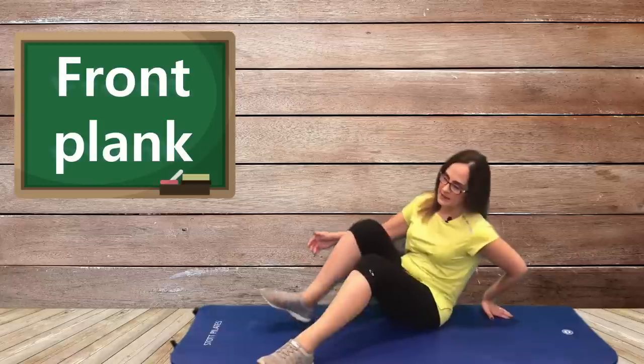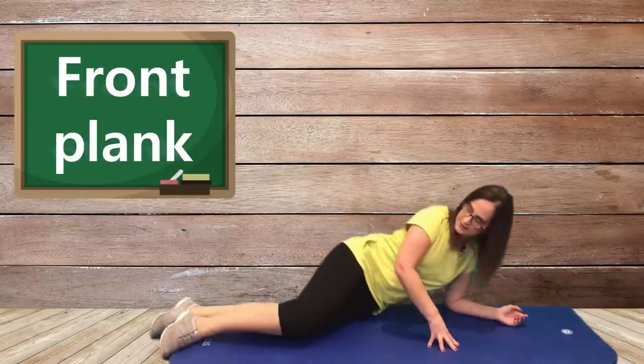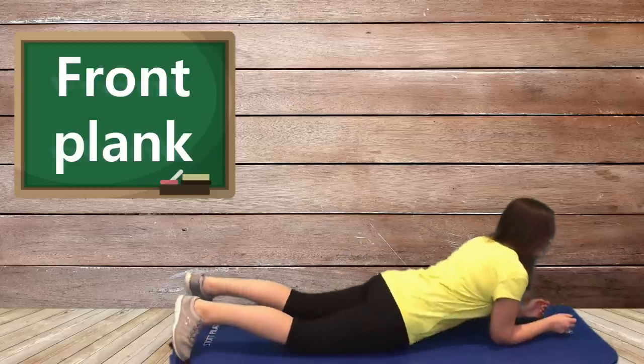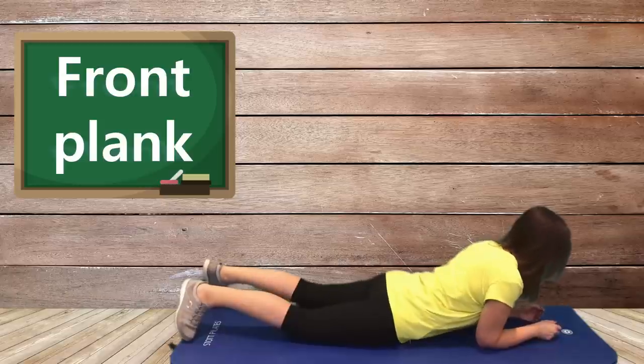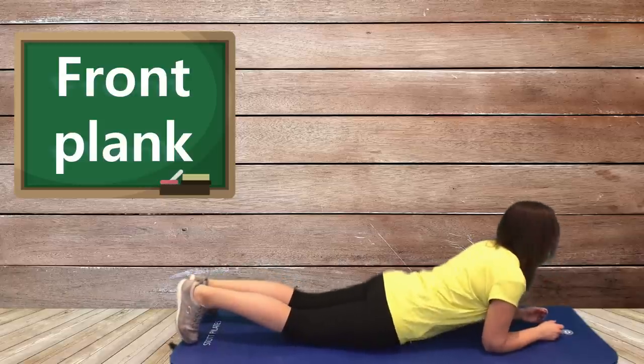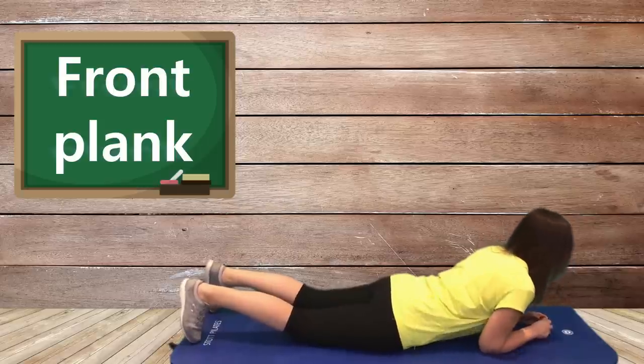So now that we are in this position, we are going to do a front plank. And a front plank is similar to the side plank, but it is your whole body. So what we're going to do is we're going to stay here. Again, the elbows aligned with the shoulders, and we're going to go up, and you're going to try to hold this position for 15 seconds to start.